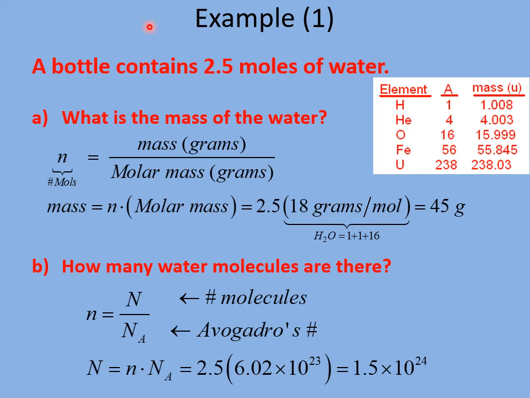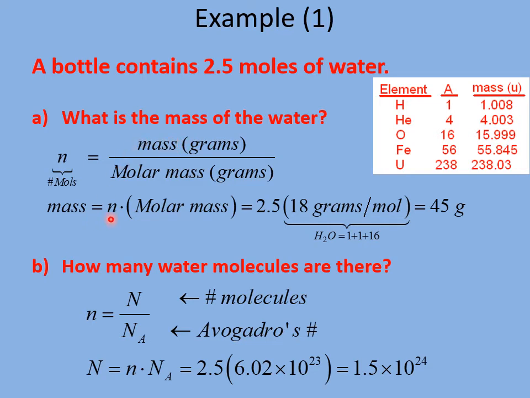So our first example, we have a bottle that contains 2.5 moles of water. Question A, what is the mass of the water? Well, we know from the previous slide that the number of moles, little n, is equal to the mass in grams of the substance divided by the molar mass in grams of the substance. So we're going to solve for this mass here. We want to know how much water do we have? How many grams of water?